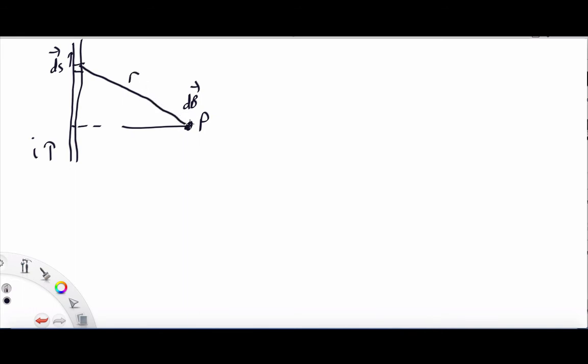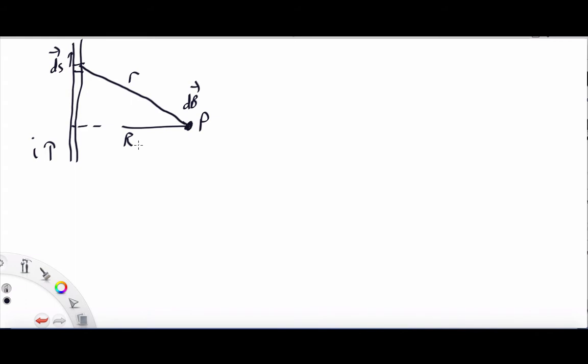So we start with our wire that is very long with a current I flowing through it. And we're going to talk about a point P here, and we're interested in the field at that point. So we'll start with a little segment, ds, and that is a vector that's pointing upwards. So we have a distance from that segment to the point, and we'll call that distance r.